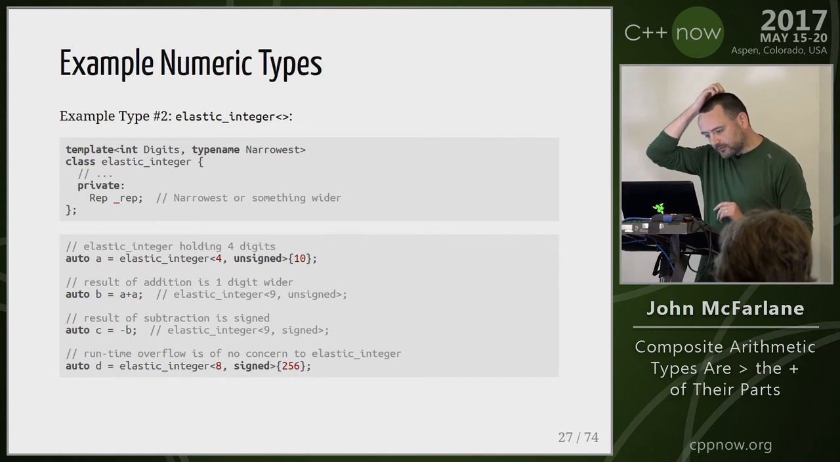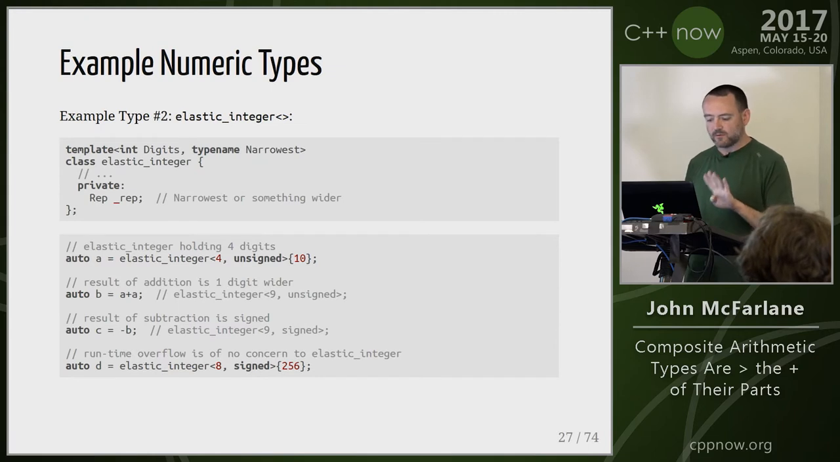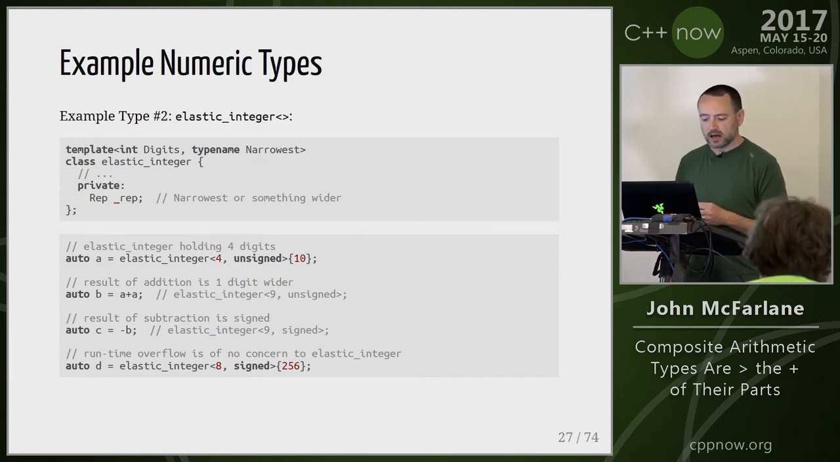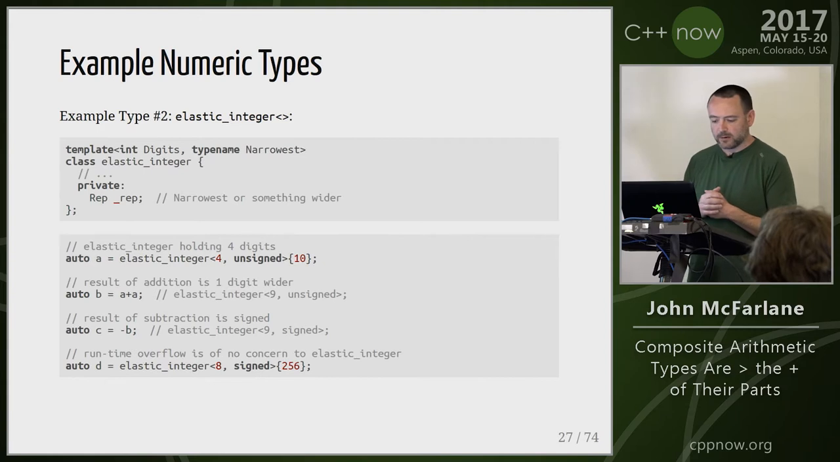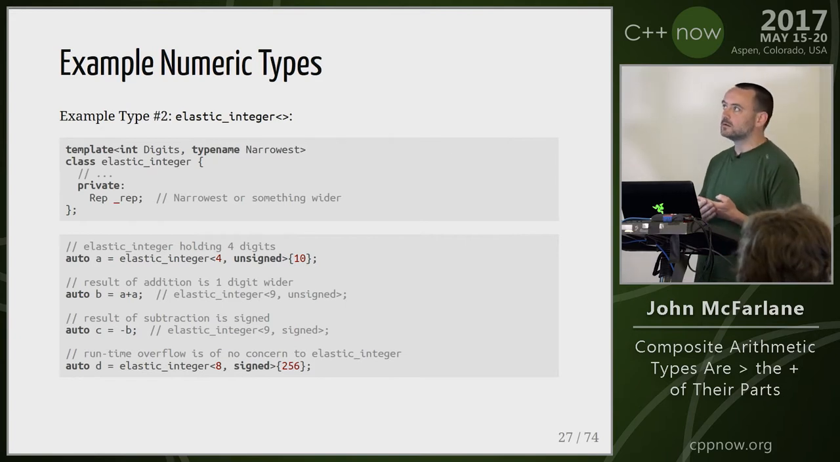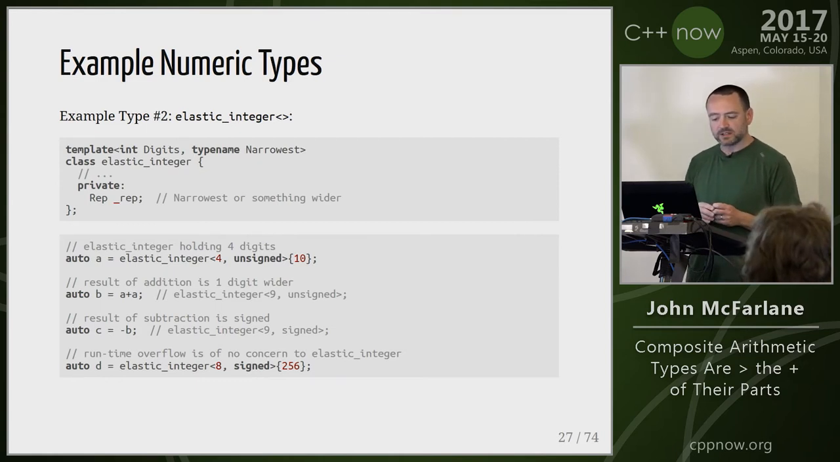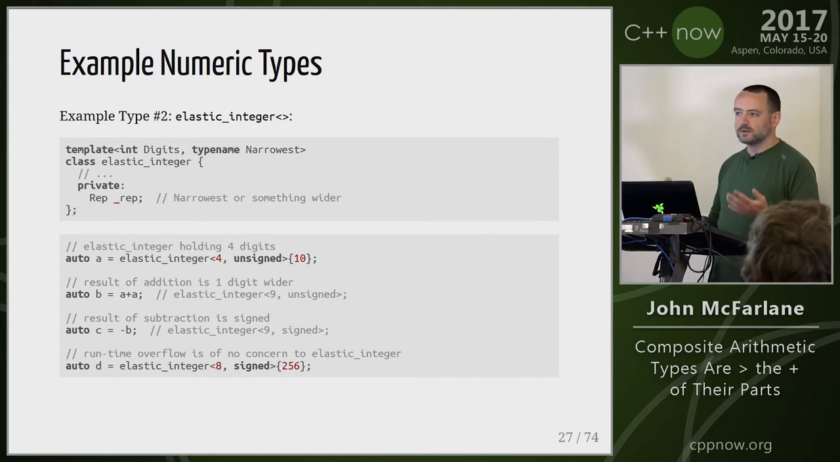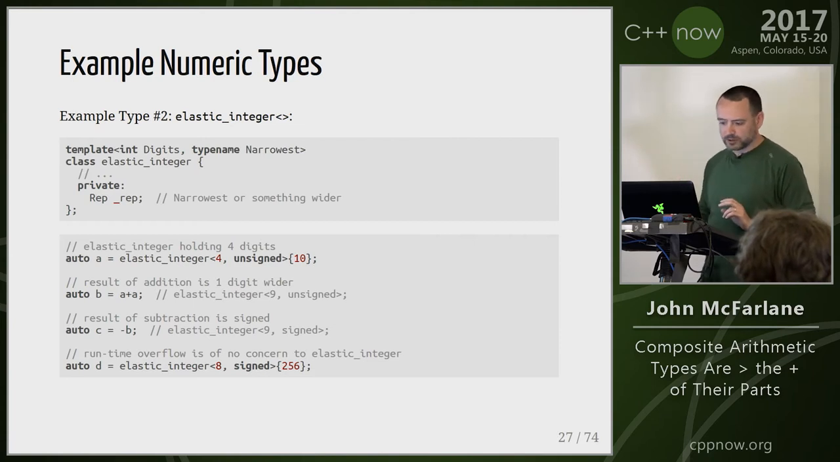Looking at this first example here, we have an elastic integer that has four binary digits. It's unsigned, and it can store the value 10. When you add it to itself, you're going to get the value 20. You can't store that in four bits. And so what happens is the result B becomes five bits. It figures out that when you add numbers, what you need is one extra bit. Well, assuming they're the same size, technically it's the max of the widths of the two operands plus one.